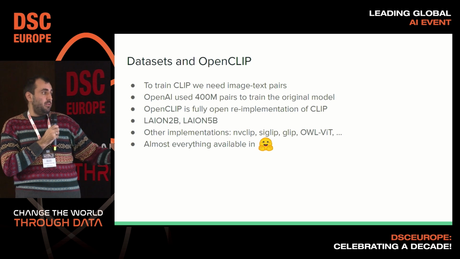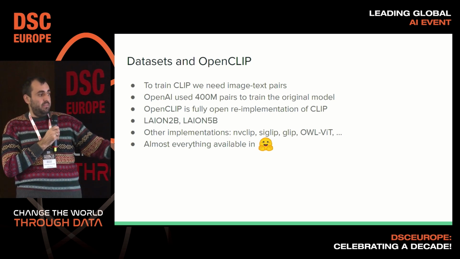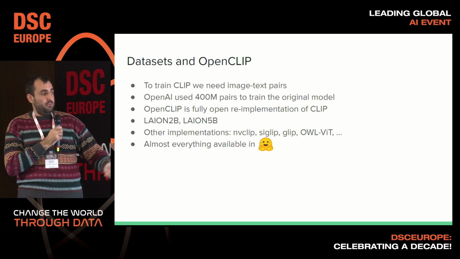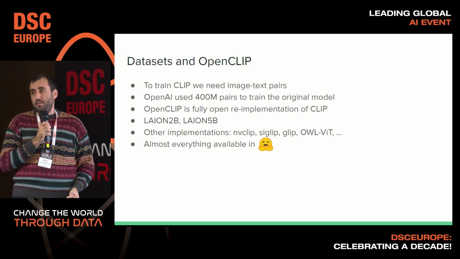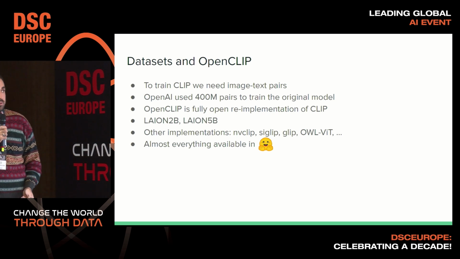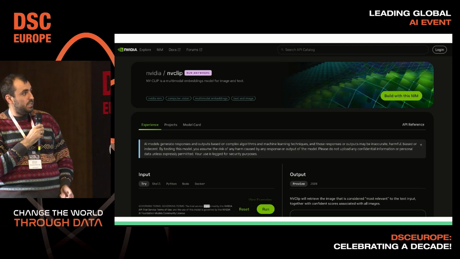There are other implementations or variations of the clip architecture, like NVClip from NVIDIA, CClip from Google, Glip from Microsoft, and others. But the nice thing is they are all available in the Hugging Face Transformers library. And we don't have a lot of time, but let me just show you a few examples of how it works.